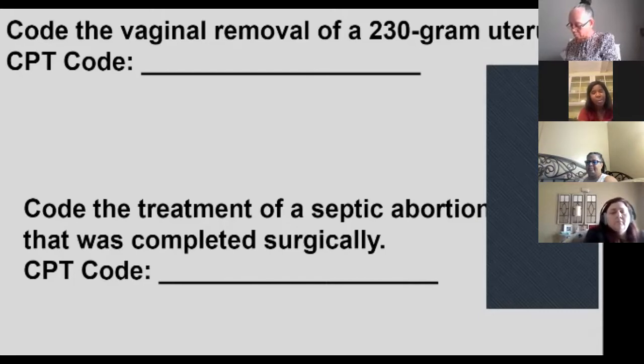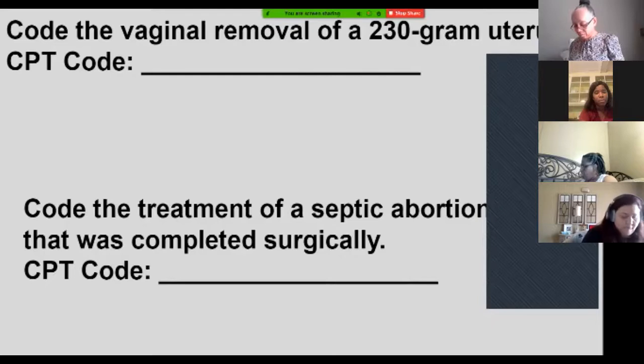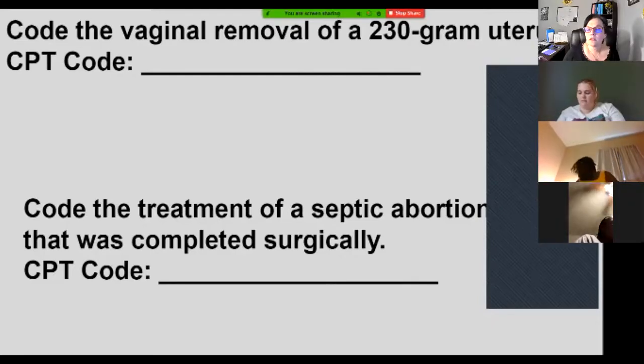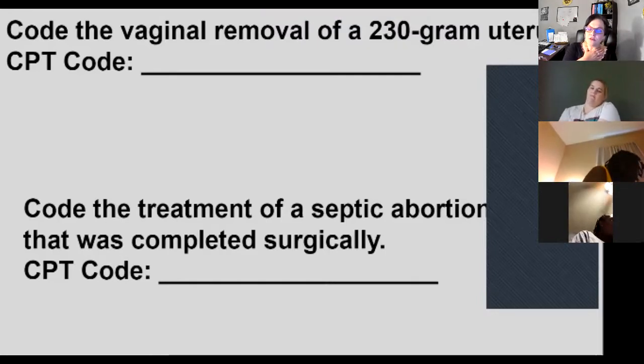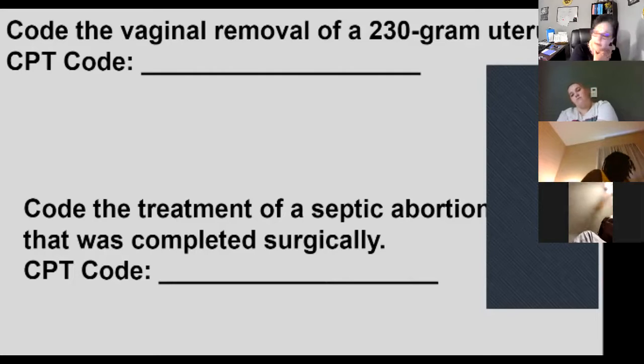vaginal. Because you can have more than one kind of hysterectomy, right? You can have a vaginal hysterectomy, then you can have the one where they do the incision. This is a vaginal hysterectomy, and it's going to give you a code range. When it gives us a code range instead of one code, what do we do, guys? We start with the first number and we work our way through that range until we find a code we like, right?